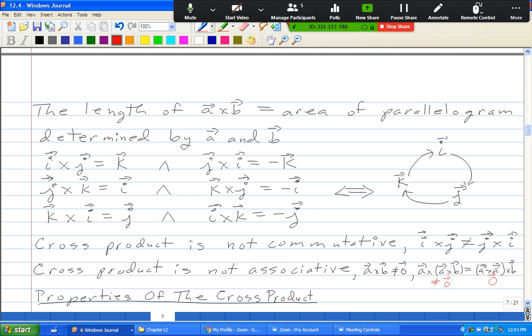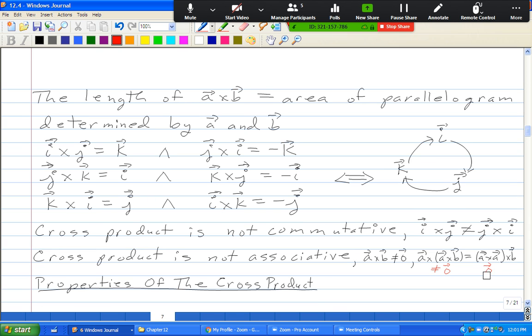Okay, properties of the cross product. So I guess my original example that I gave was wrong. So this is 0. I guess I have to do something that wasn't perpendicular. Otherwise, it did work. Okay. Properties of the cross product.